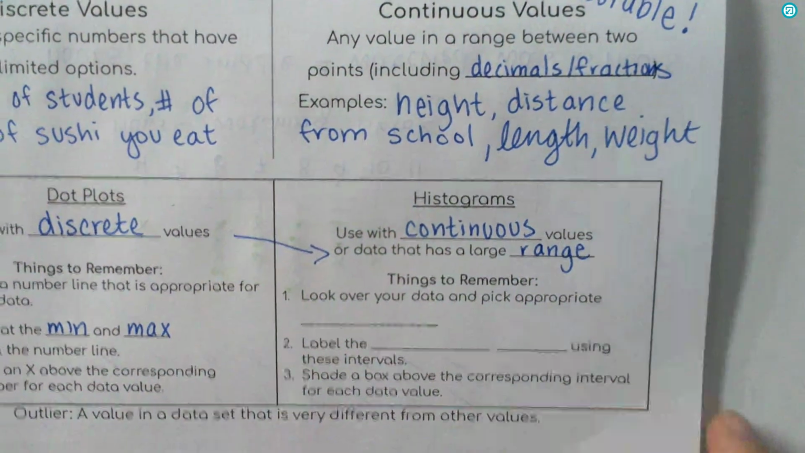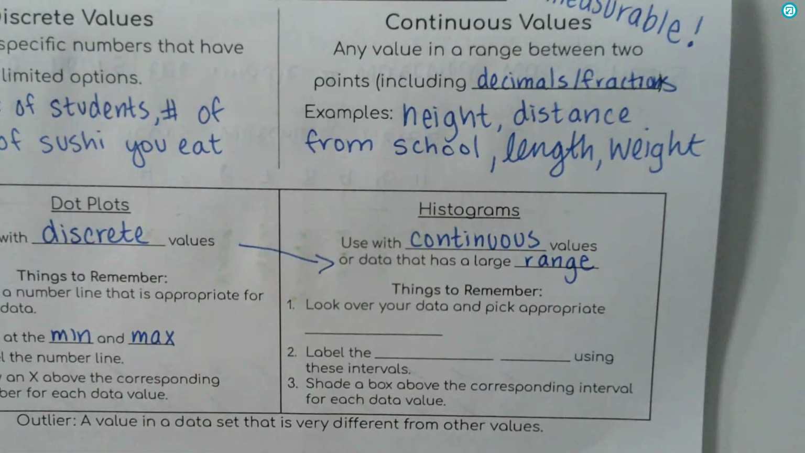So even if it's something countable, if you would have to make a dot plot that is a number line that goes all the way from 0 to 100, that's not going to show us good data. So even if it's countable, we might want to do a histogram and do like 0 to 10, 11 through 20, 21 through 30. So you might, for a large range of discrete data, want to use a histogram.